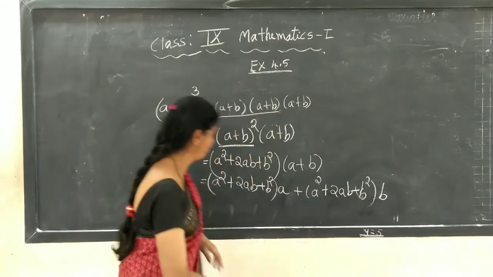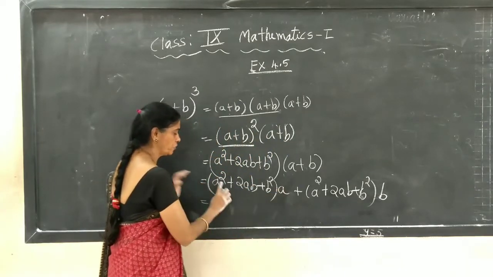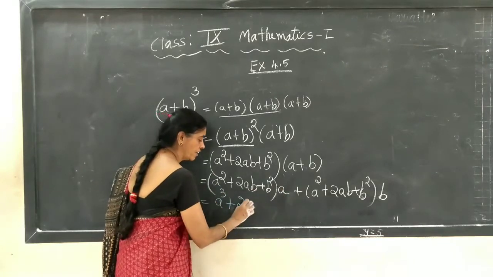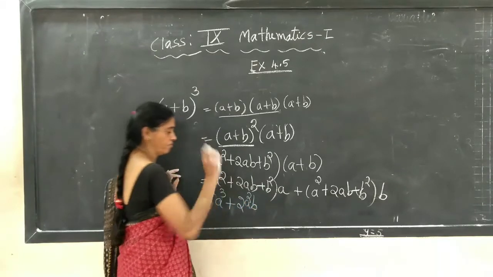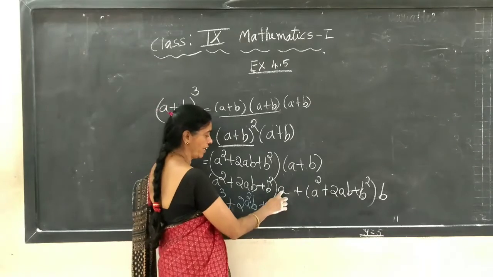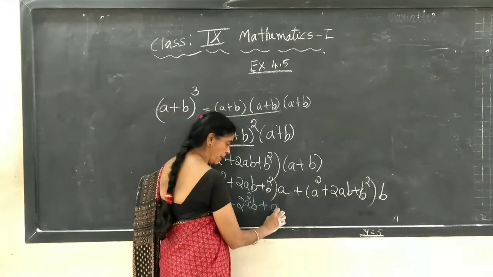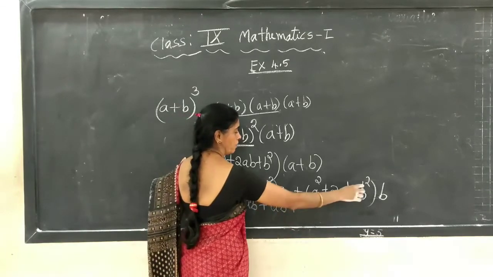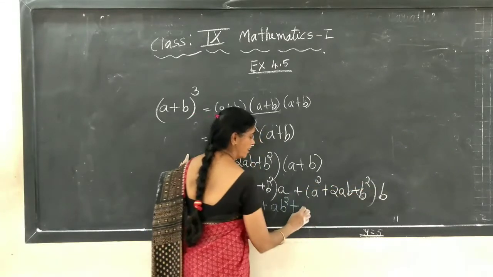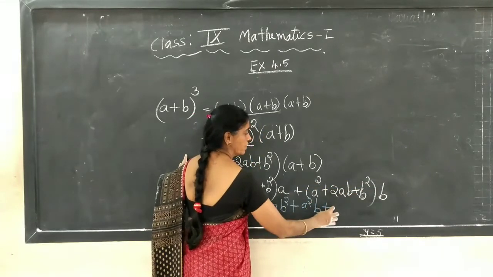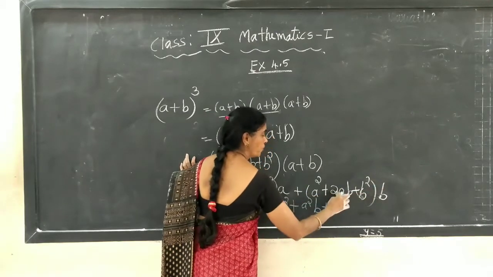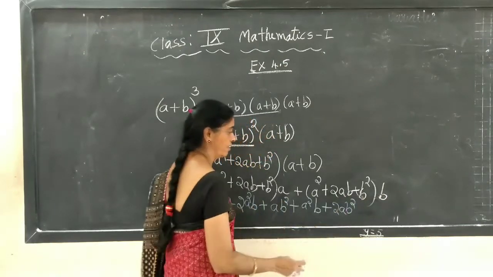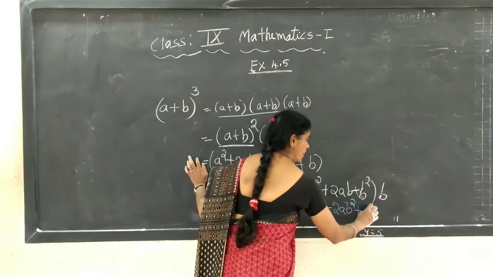So we will get here a square into a, a cube, plus 2a into a square into b, plus here 1a into b square, a into b square is ab square, plus this will multiply a square into b, a square b, plus 2ab into b, 2ab square, plus b square into b, it is b cube.